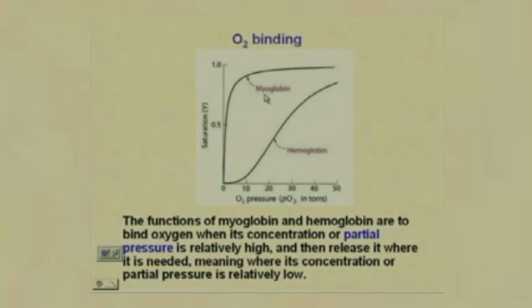Say you're panting for breath, you've run up the stairs because you're late for class. Your tissues lack oxygen, the myoglobin will come to the rescue, and because your pressure has gone down, it will give the oxygen that is required. So this is why the curves are shaped like this, and you have to understand why hemoglobin binds in a sigmoidal fashion and myoglobin in a hyperbolic fashion.